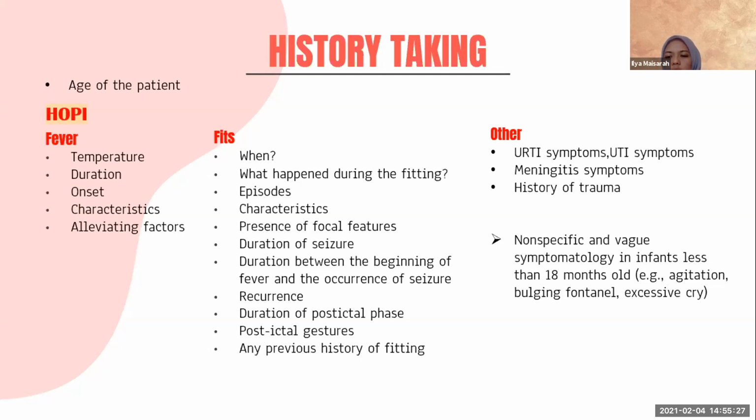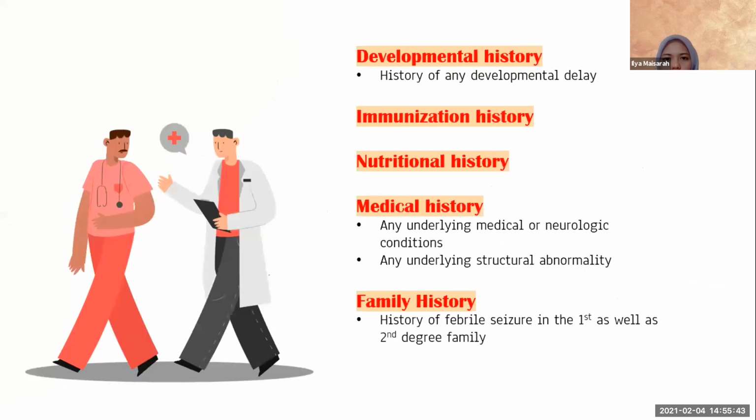And for the patient less than 18 months old, we need to look for non-specific or vague symptoms in them, such as agitation, bulging fontanelle, and also excessive cry. Next is the developmental history. Is there any history of developmental delay that can be caused by a neurological problem? Also, one of the etiologies of the seizure.